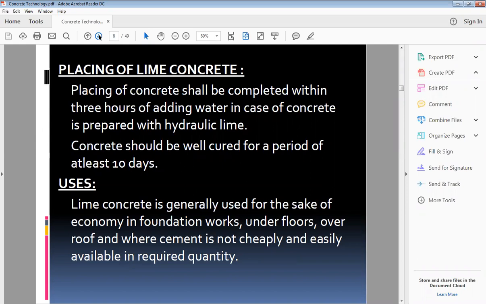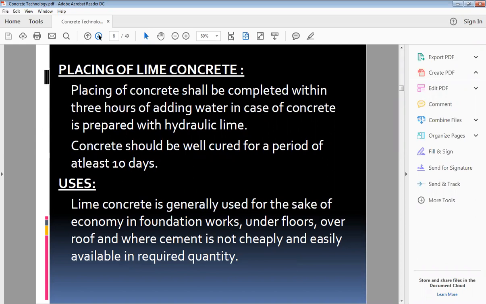Placing of lime concrete should be completed within 3 hours after adding the water to the concrete with hydraulic lime. Concrete should be well cured for a period of at least 10 days.